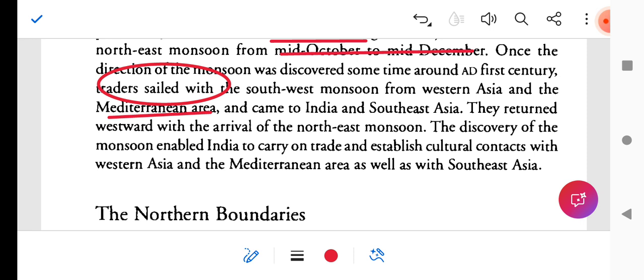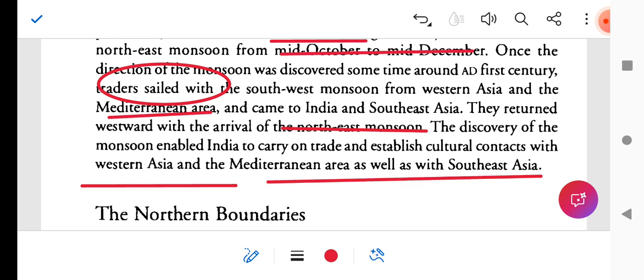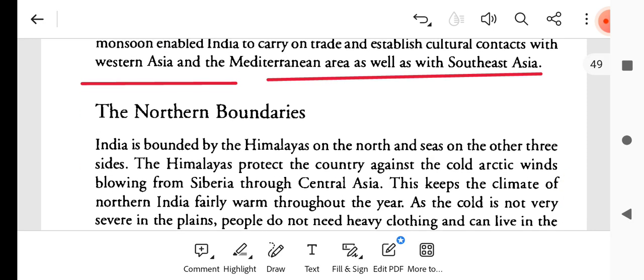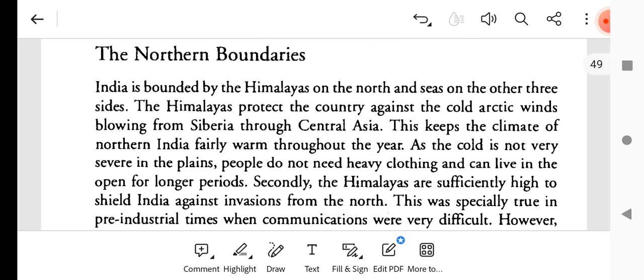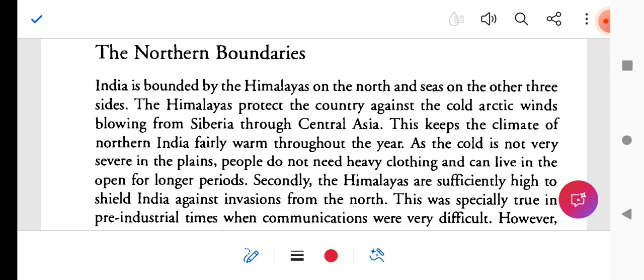They returned westward with the arrival of the northeast monsoon. The discovery of the monsoon enabled India to carry on trade and establish cultural contacts with Western Asia and the Mediterranean area as well as with Southeast Asia. So you should remember these are most important points which will carry you more marks if you give the mains exam.